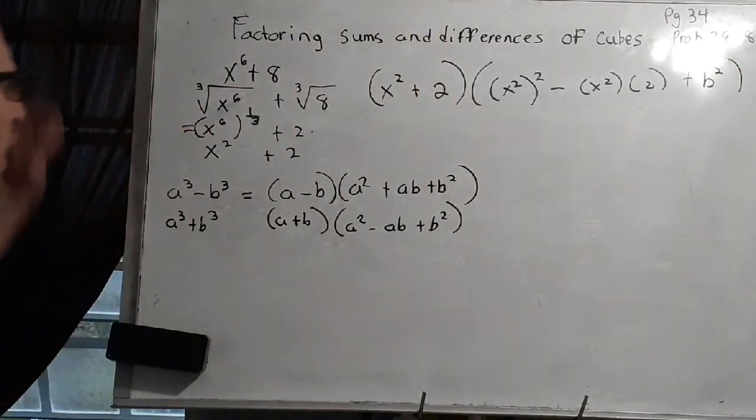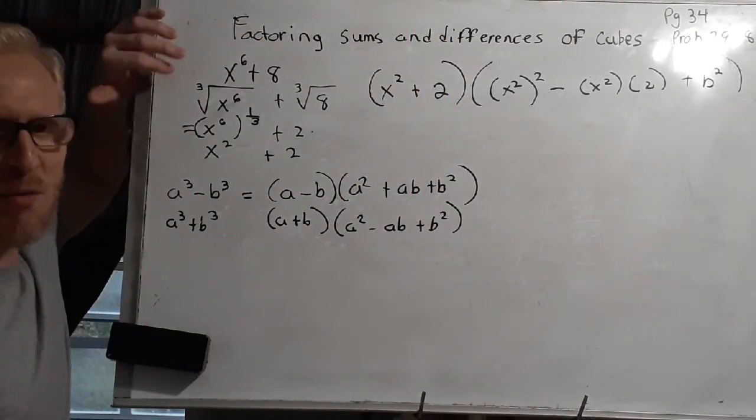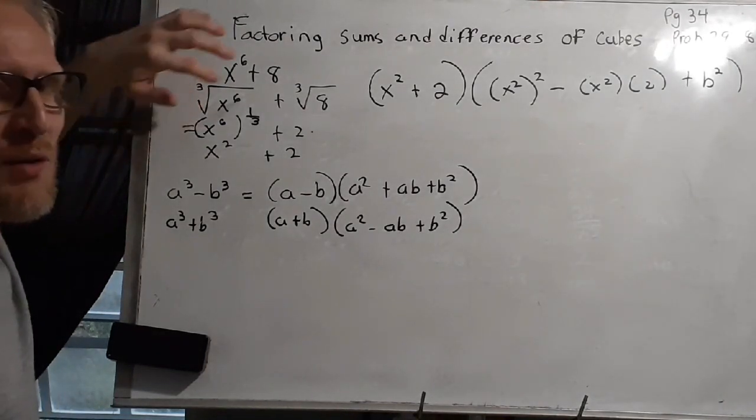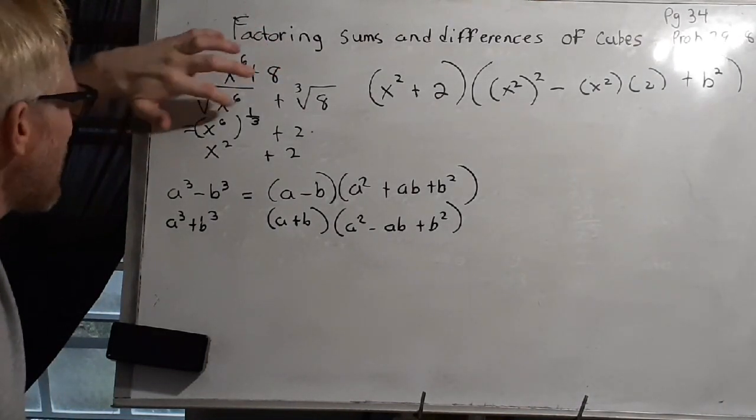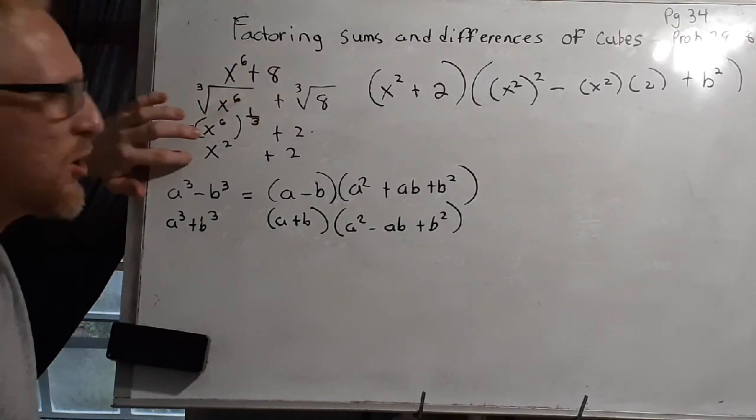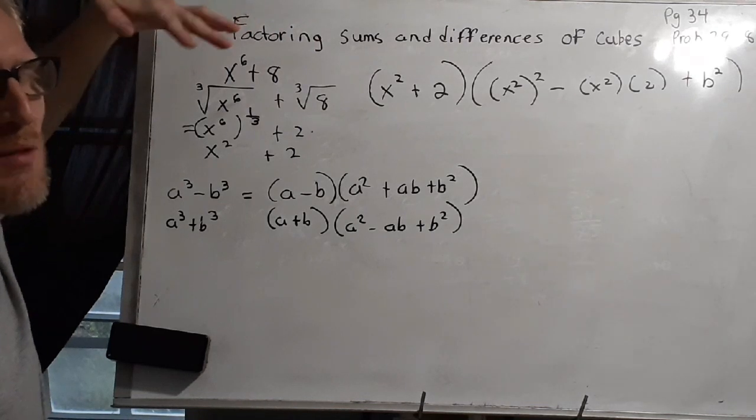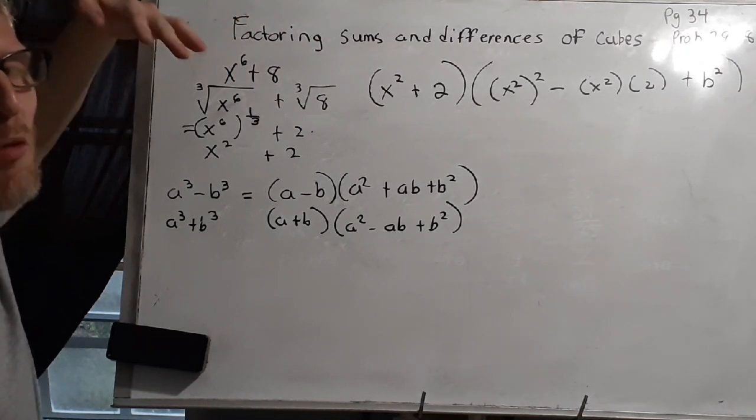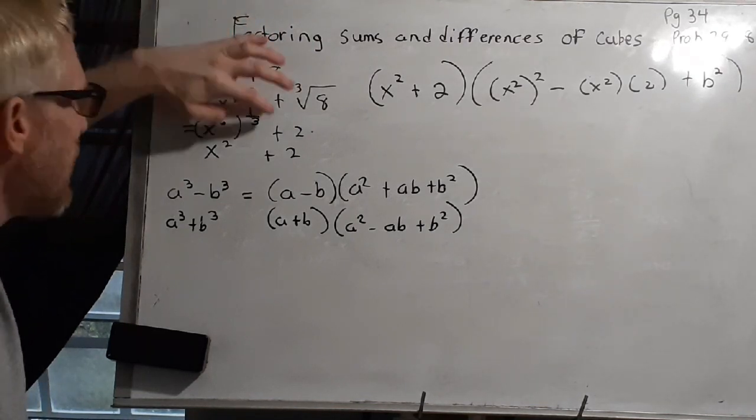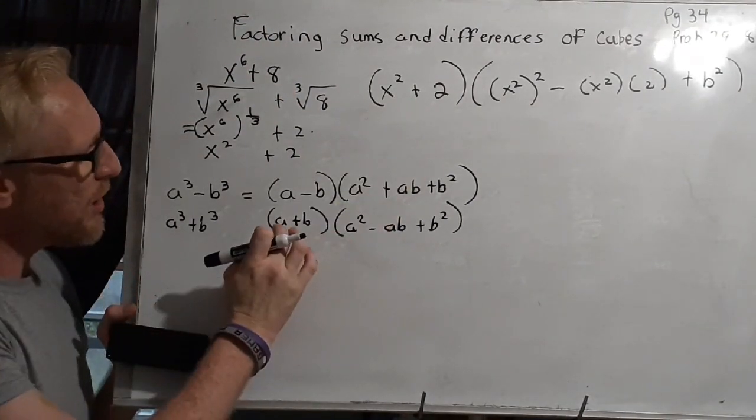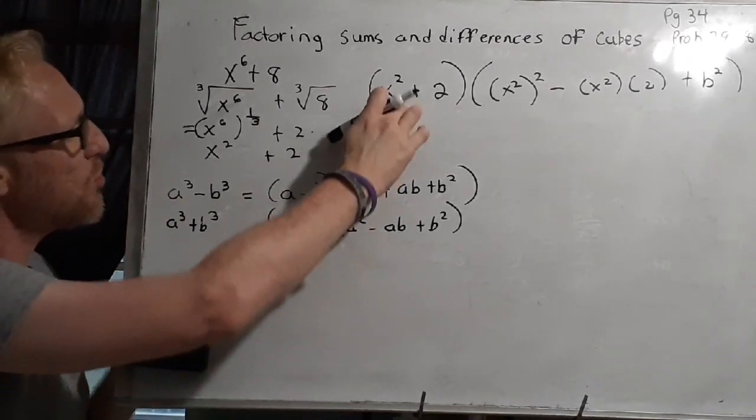Okay, so all I did was I found the cube root of x to the power of 6. Now remember, the cube root of x to the power of 6 is the same thing as saying x to the power of 6 elevated to the power of 1/3. 6 times 1 is 6, divided by 3 is 2, and that's where I get the x squared from. And the cube root of 8 is asking what number multiplied by itself 3 times equals 8, which in this case is 2. Here's A and here's B. I plug them into the formula. A is x squared, B is 2.